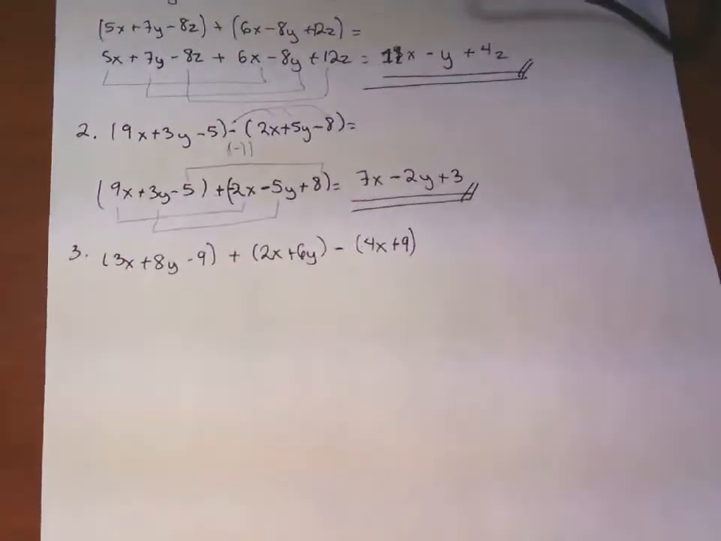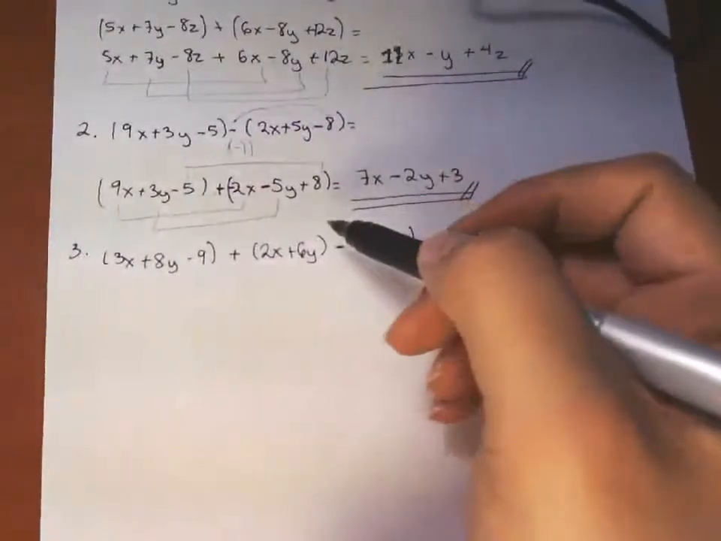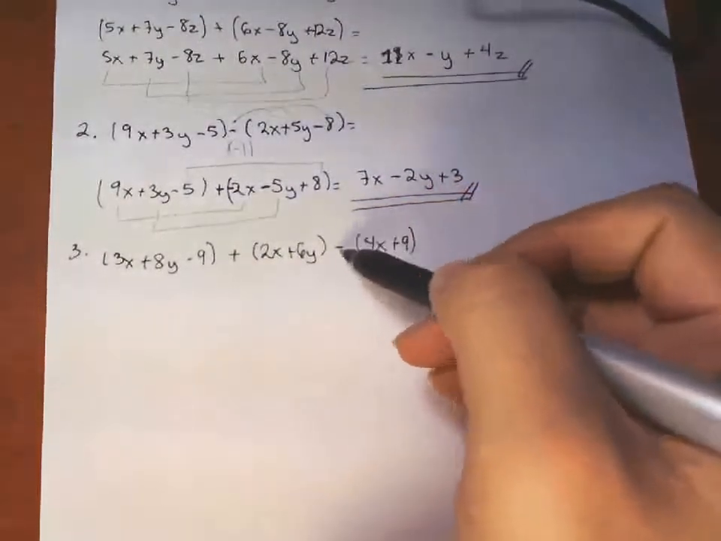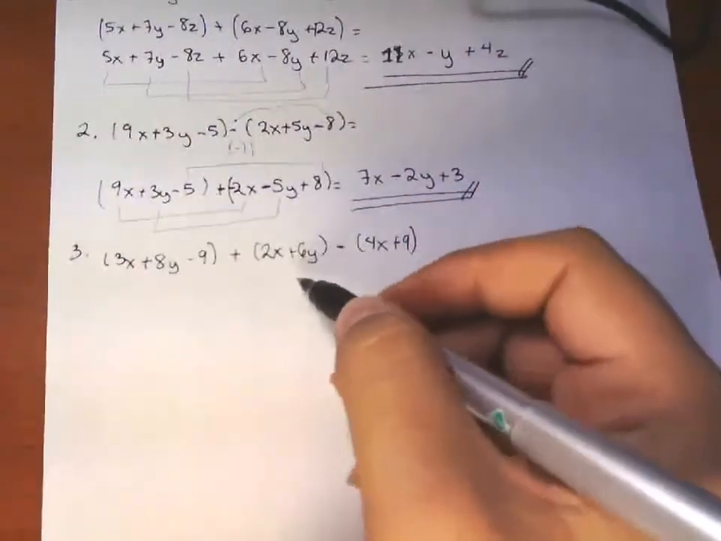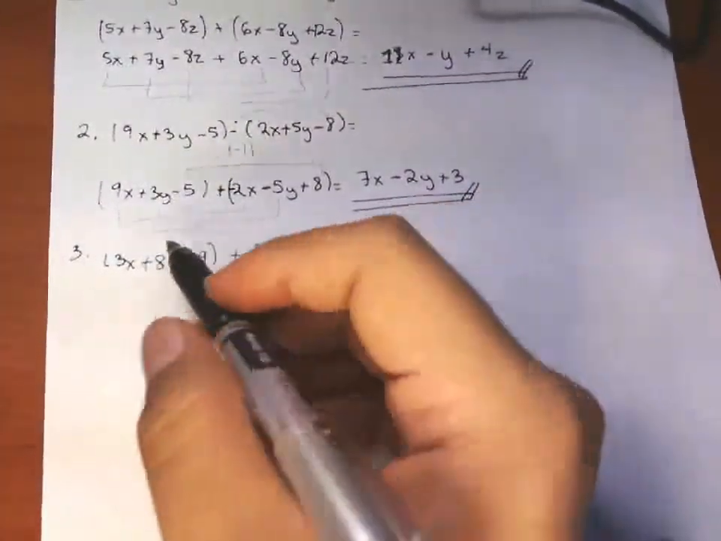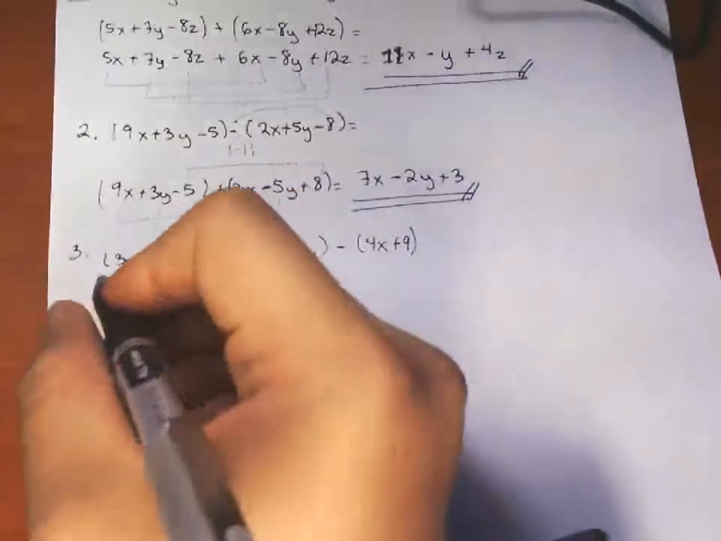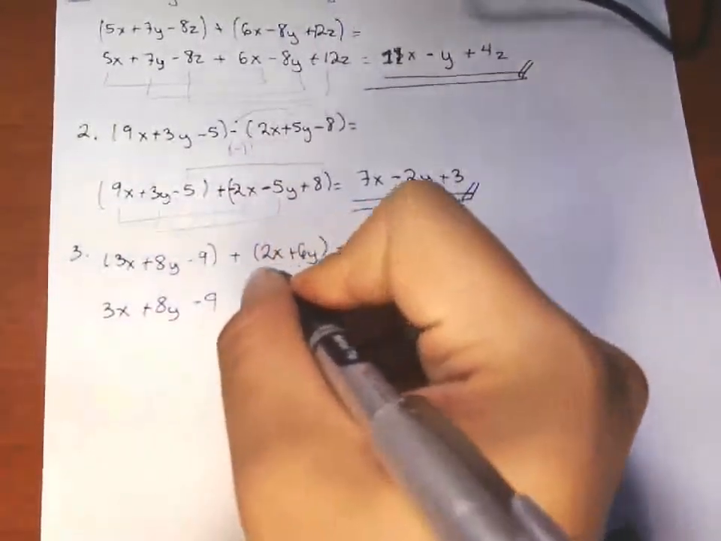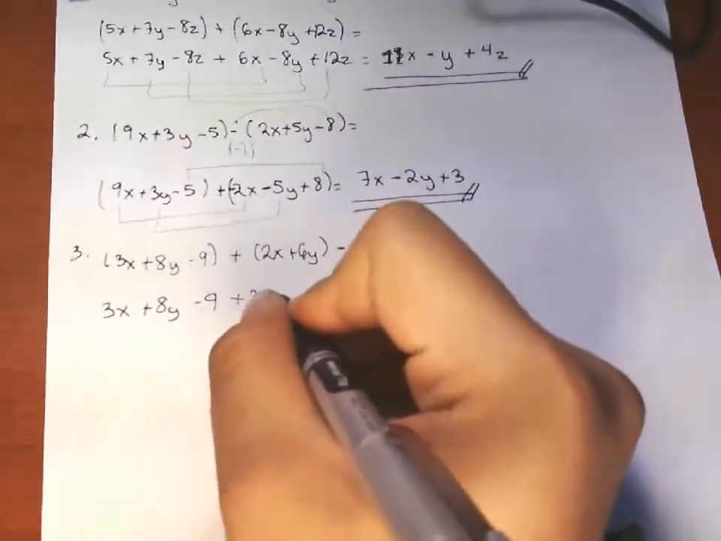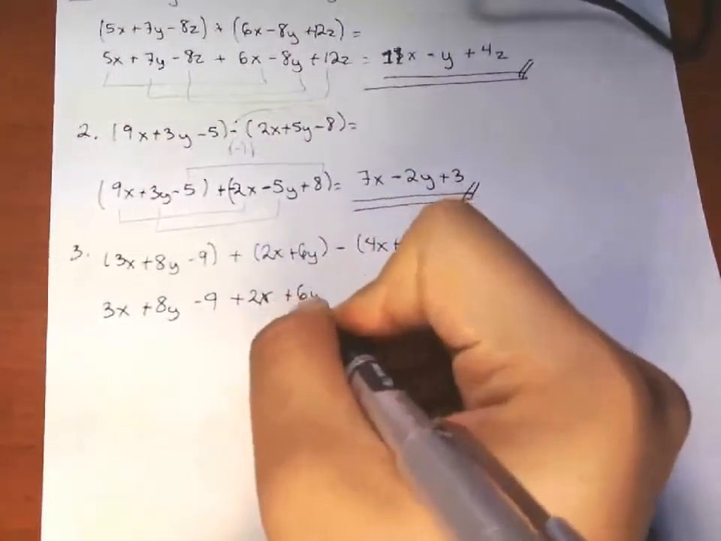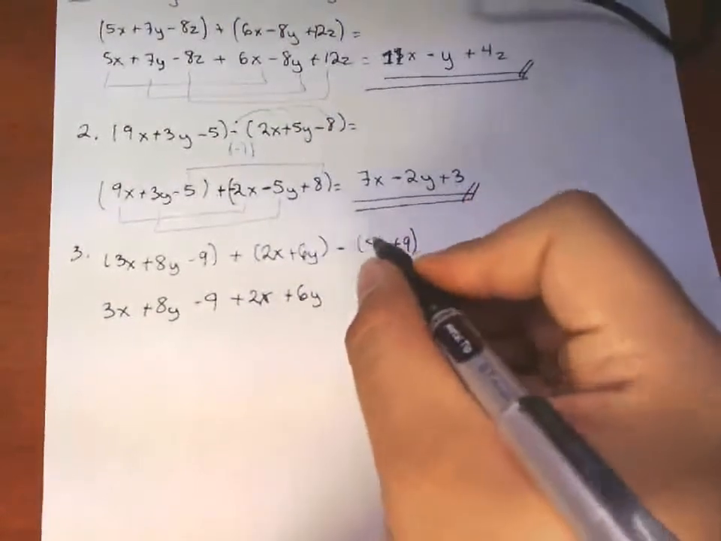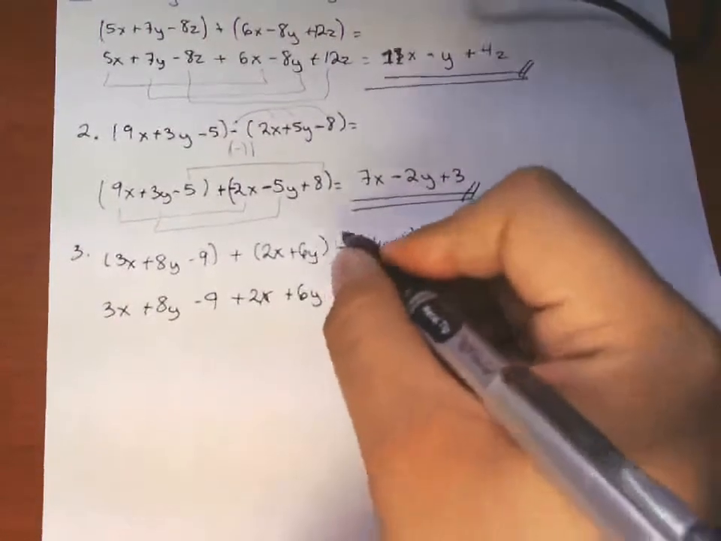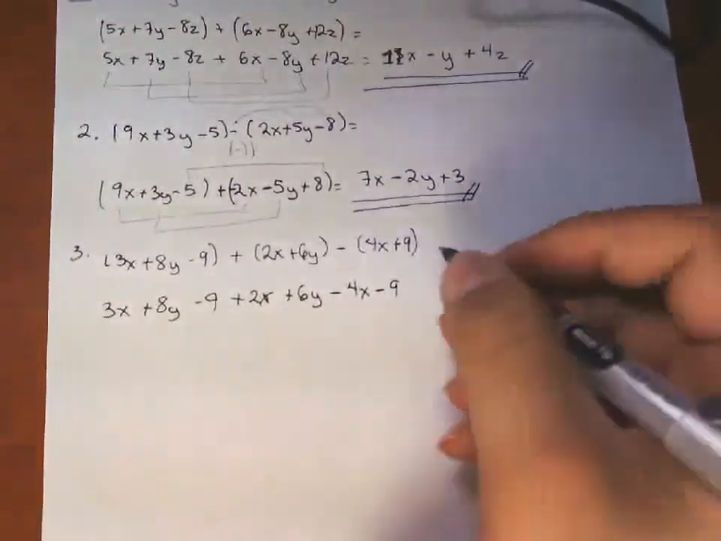Okay, number 3. Once again, we can't solve what's inside the parentheses yet, but we have to be careful with this minus sign, so this changes everything that's inside. And since we've been practicing this, I'm now going to take away the parentheses from the start. 3x plus 8y minus 9 plus 2x plus 6y minus, because this minus goes in, minus 4x and minus 9. Remember, it affects both, not just the first term.